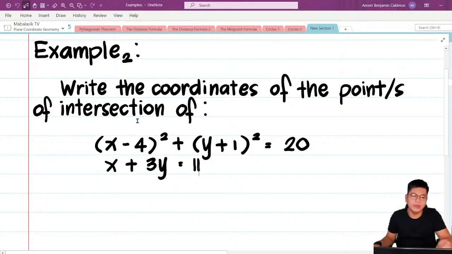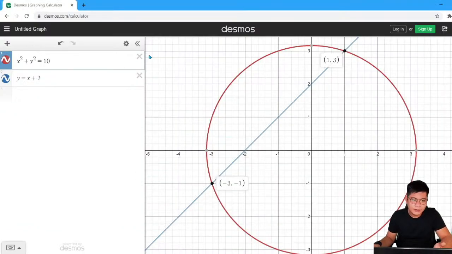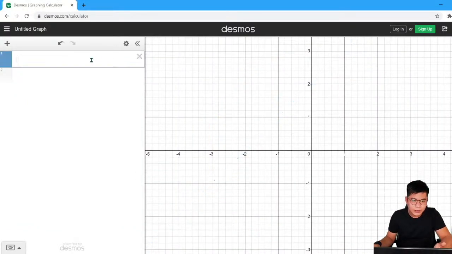Second example. So, the quantity of x minus 4 squared plus the quantity of y plus 1 squared is equal to 20. And then, the equation of the line is x plus 3y is equal to 11. Let us use our first method first. Let us use our graphing calculator. Of course, I will erase this first. And then, let us input our equations.